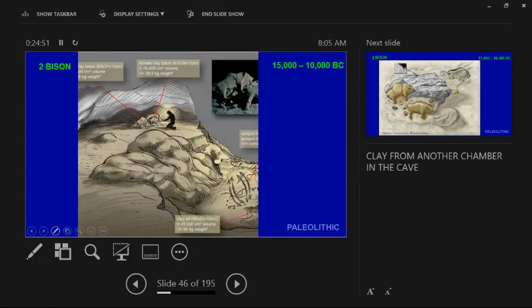So in the cave, they found dig marks down in a lower part of the cave, and this type of clay was used on this sculpture. All right, we will finish with Two Bison tomorrow.